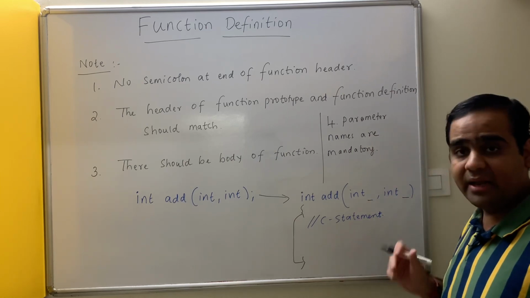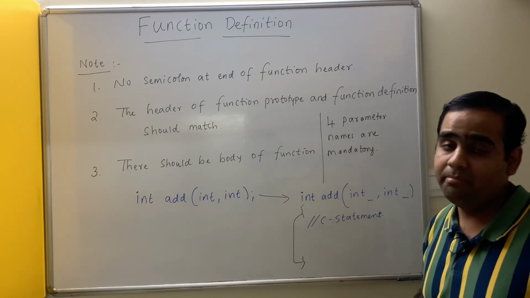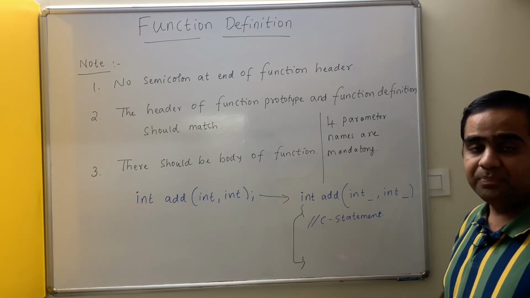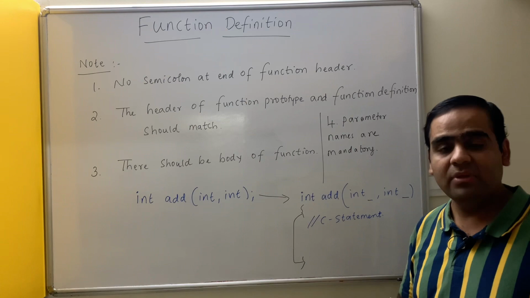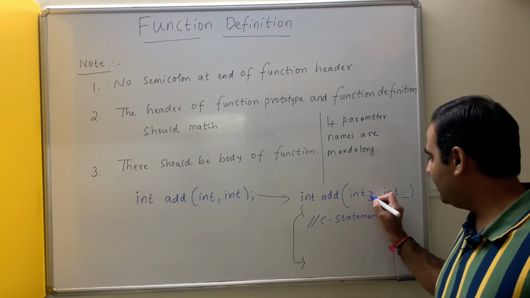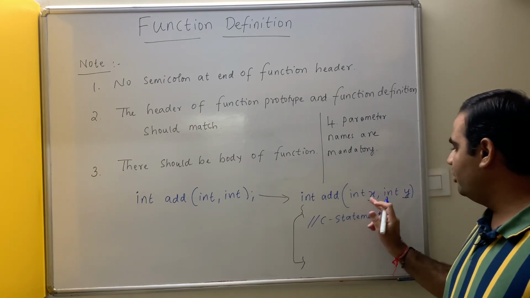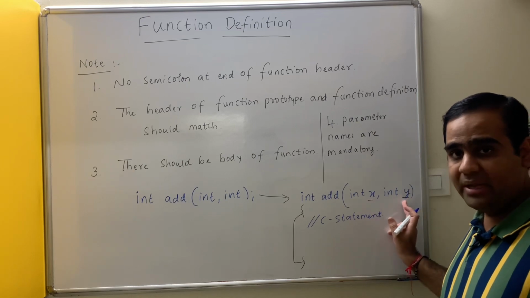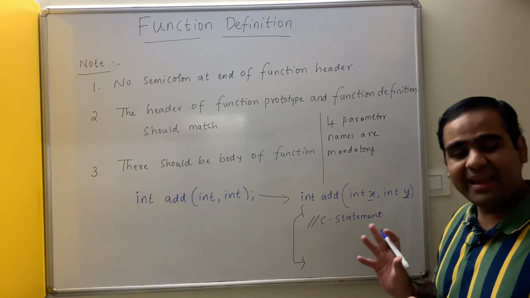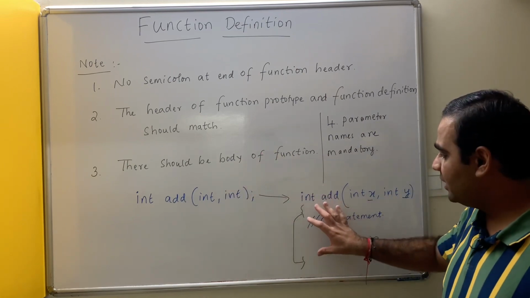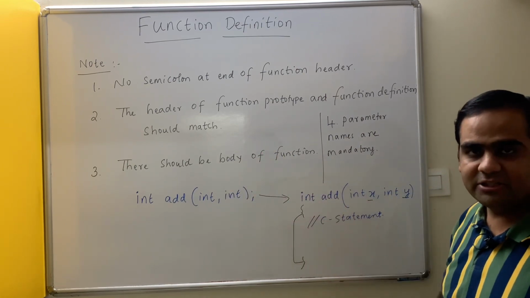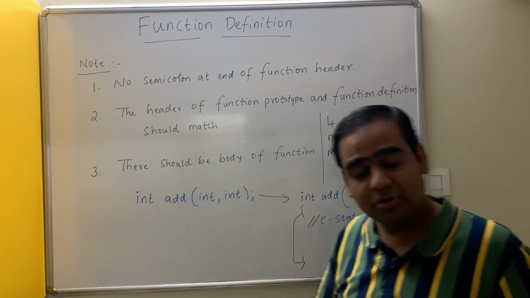The parameter names in the function definition are mandatory. You cannot skip them. What parameter names can you give? You can give any parameter name that you like. It can be X, it can be Y, or you can give it as A, B, X, A, any parameter name. This is how we convert the prototype to the function definition. I hope you have understood it.